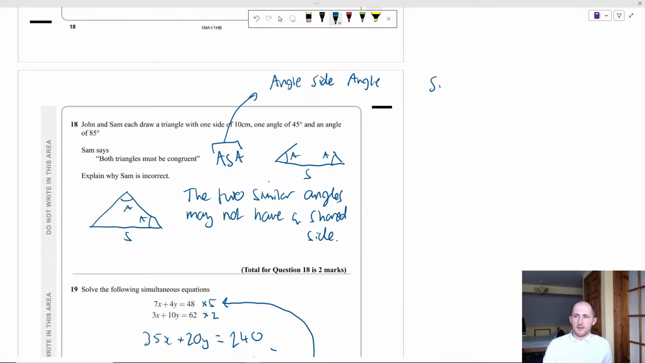SAS is side angle side. So if you have two sides and the angle between them, then the two triangles are congruent.